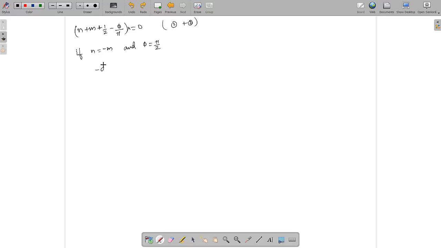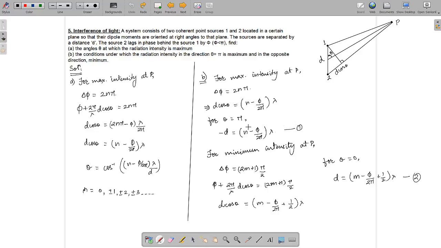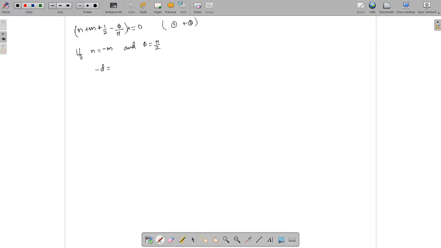That is, we can say that minus d equal to, as you can see from our previous question, that previous solution that we did, minus d should be equal to n minus phi by 2 pi into lambda. So using phi equal to pi by 2 and n equal to minus m, we get n minus phi by 2 pi, that will be equal to 1 by 4 into lambda. So d comes out to be 1 by 4 minus n into lambda.